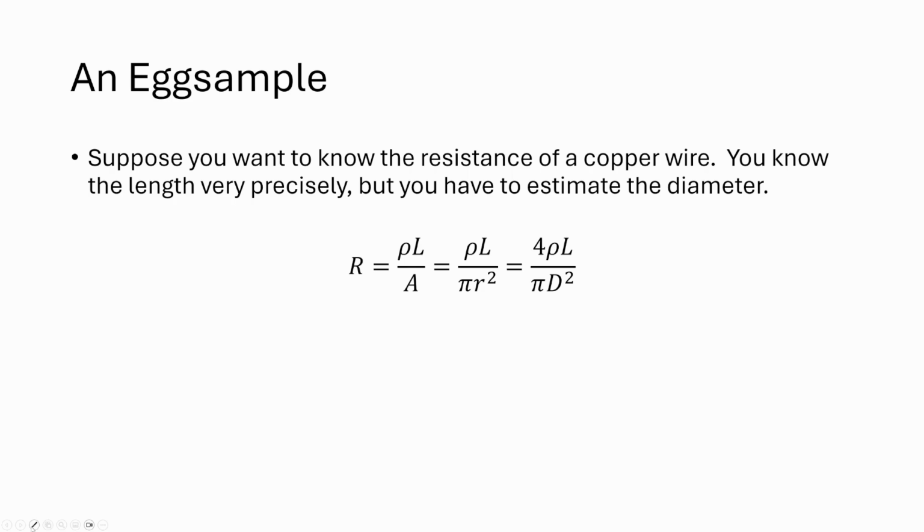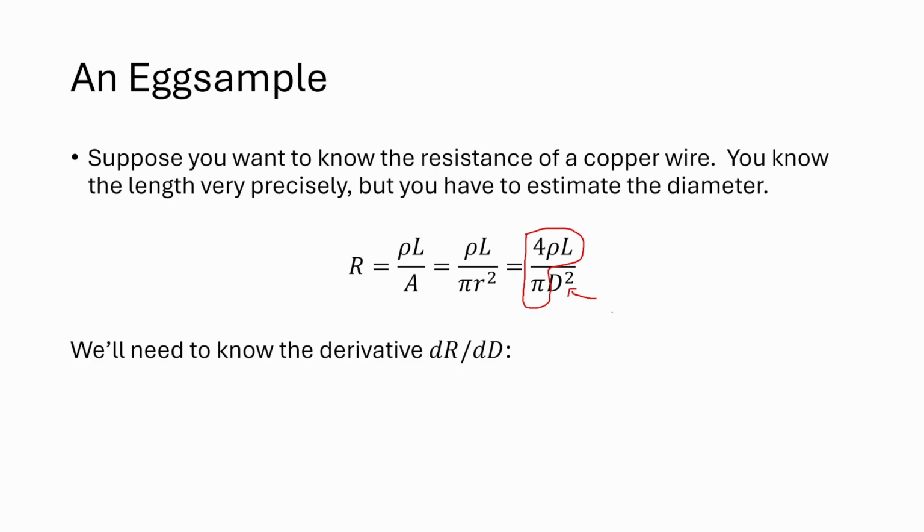So again, just to be really explicit in this problem setup, 4 is a constant. Rho, the resistivity, is a constant. L is treated as a constant. It's something we know very, very precisely. Pi is a constant. Our variable is the diameter D. So the error in the diameter drives the error in the resistance estimate. So we have to take a derivative to see how strongly the resistance depends on the diameter. Here it is. You just use the power rule, pull out the power, and here's our formula.